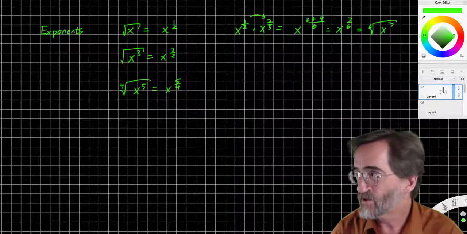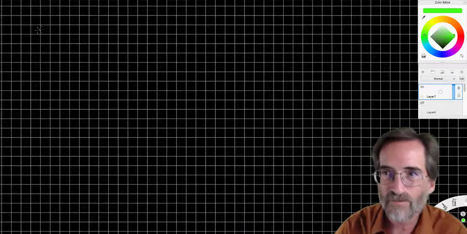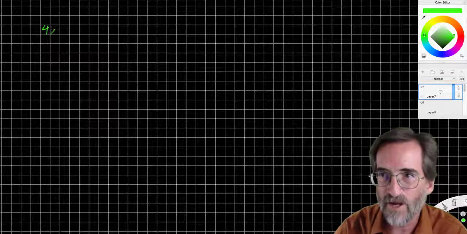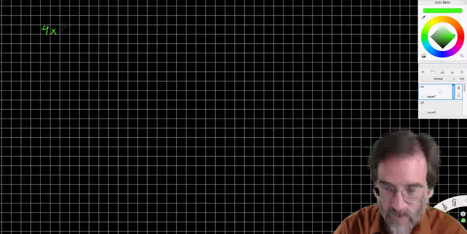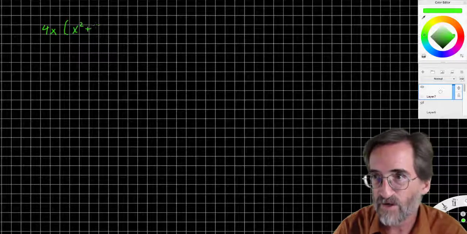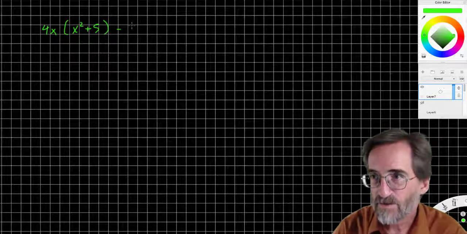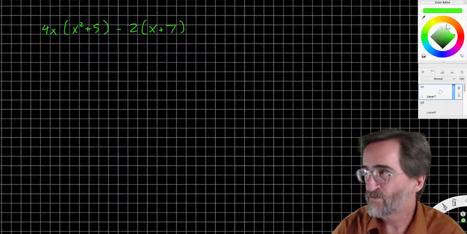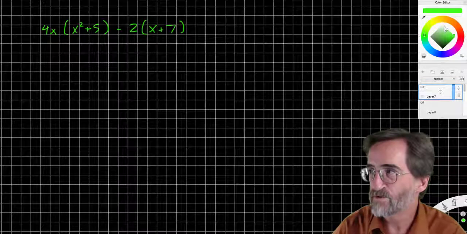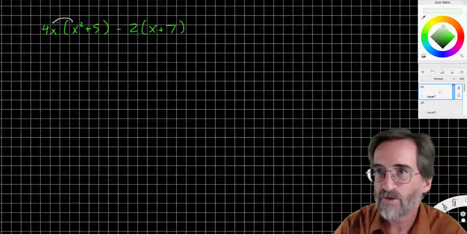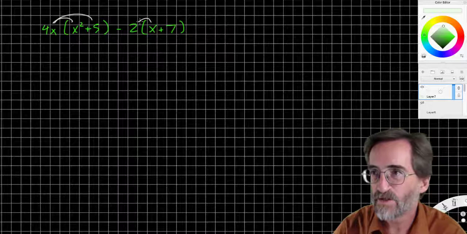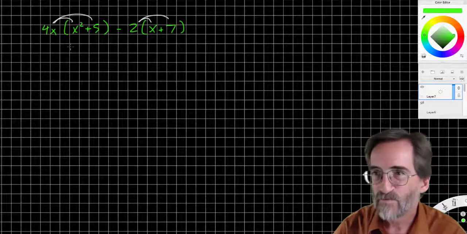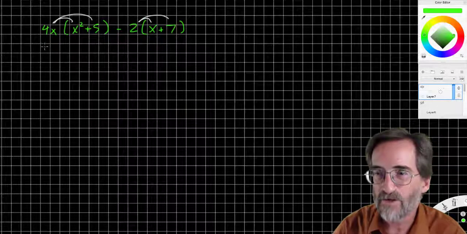Now that aside, let's get into some problems that you're going to need to be able to do. I'm going to make some up. Let's say 4x times (x squared plus 5) minus 2 times (x plus 7). You recall to simplify this expression, you use the distributive property. Multiply 4x, multiply negative 2. Hopefully this is review and very familiar.